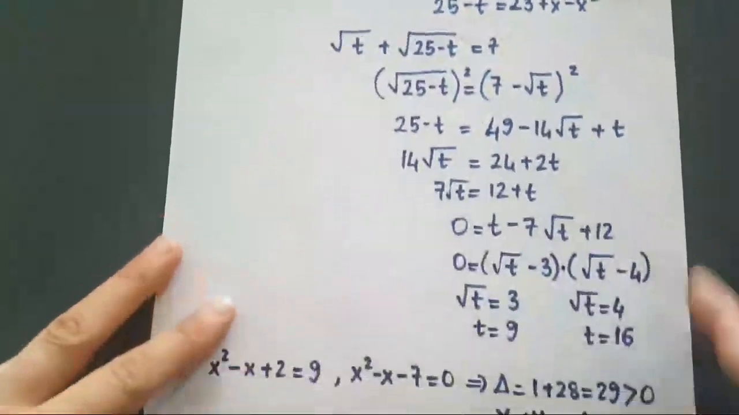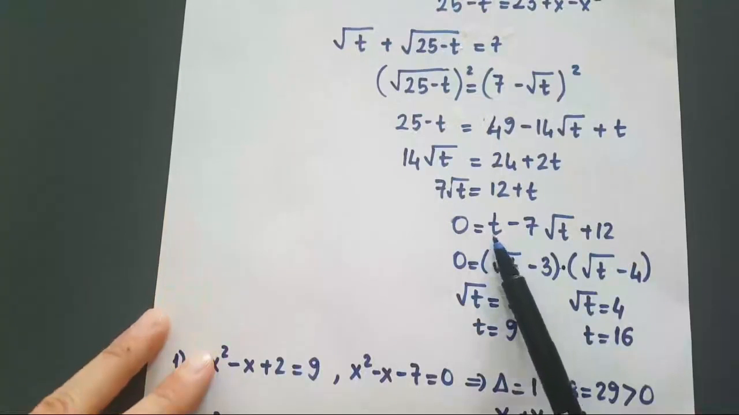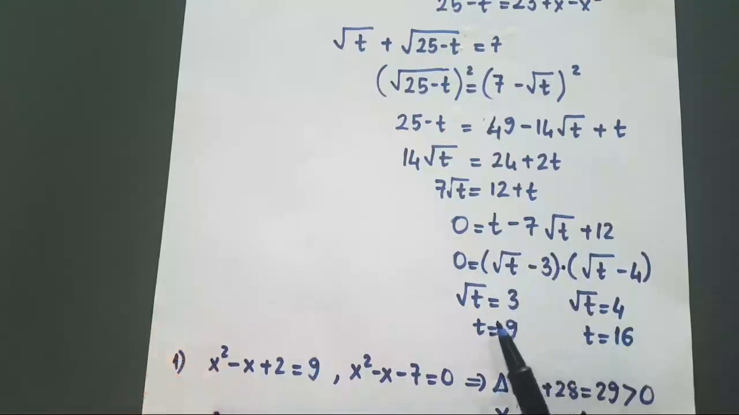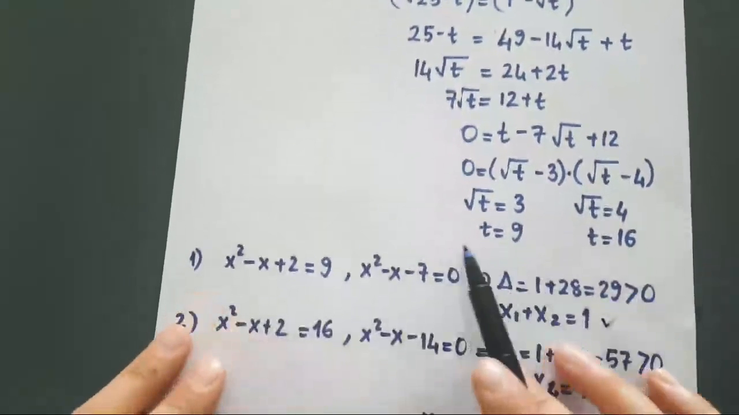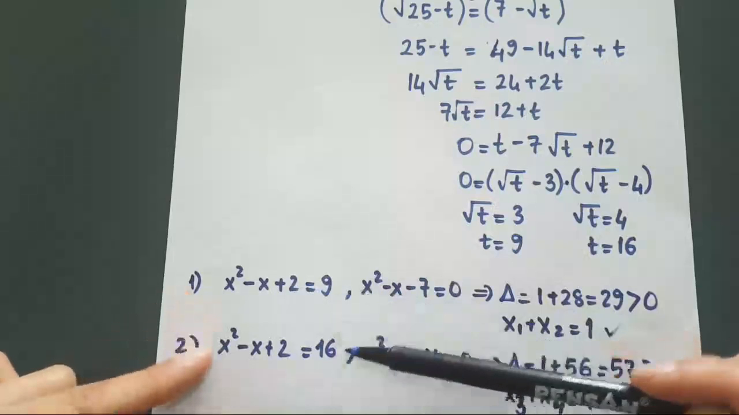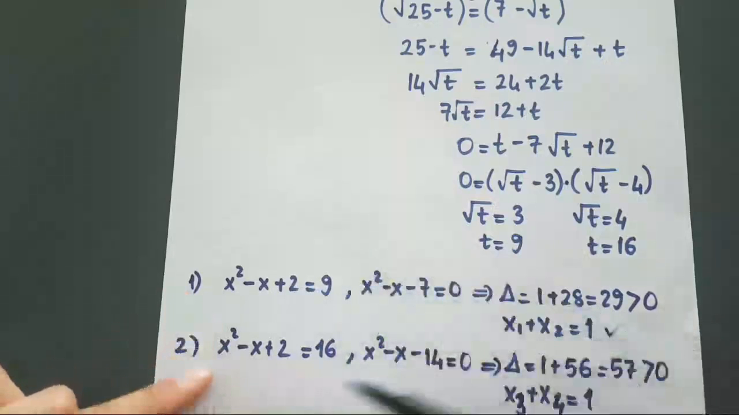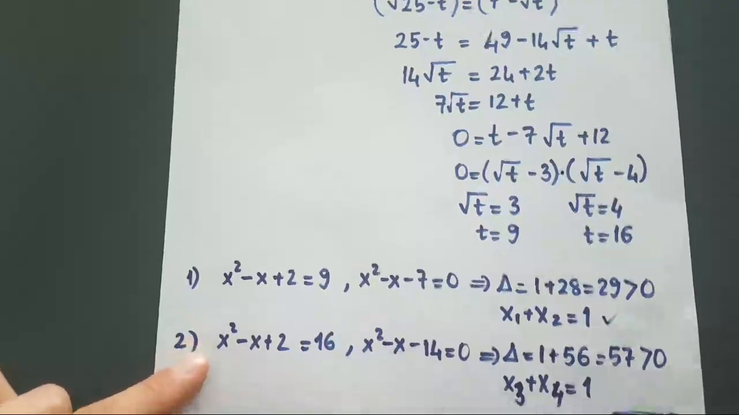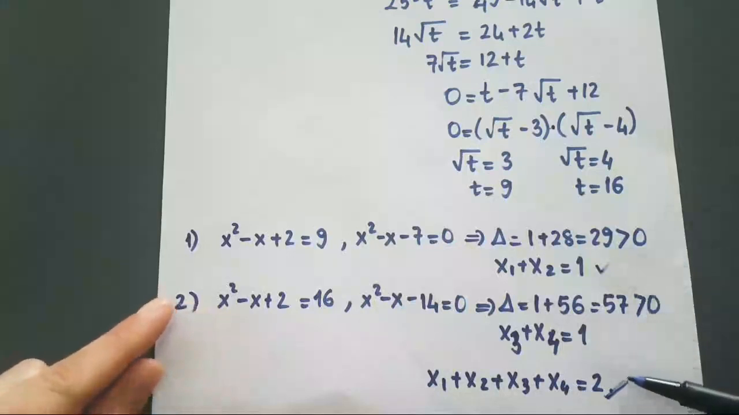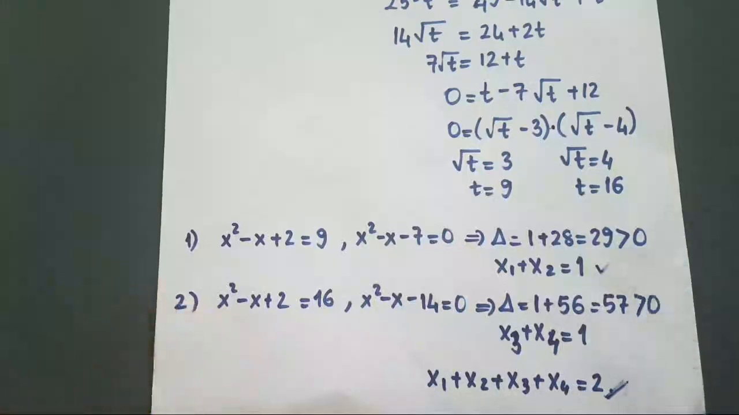And then the simplest form of the quadratic equation is t minus 7 root t plus 12. If we factorize it, root t minus 3 times root t minus 4 is 0. That means t is 9 or t is 16. Now for these values of t, we solve the equations. If t is 9, sum of the roots is 1. If t is 16, sum of the roots is again 1. So the sum of the roots of the radical expression is going to be 2.